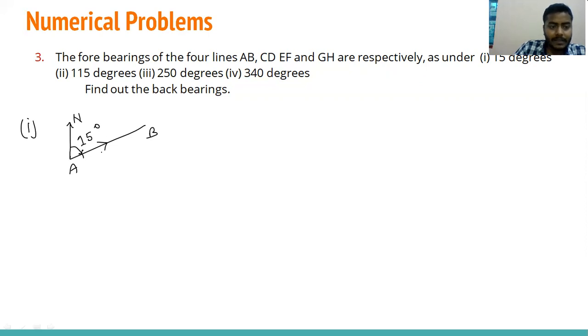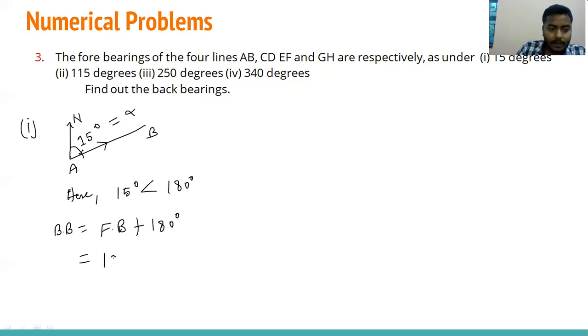Now here we can see, suppose this is alpha, and the fore bearing here is 15 degrees, which is obviously less than 180 degrees. So we can apply this formula: back bearing is equal to fore bearing plus 180 degrees. Finally it will come to 195 degrees. Are you getting your point?